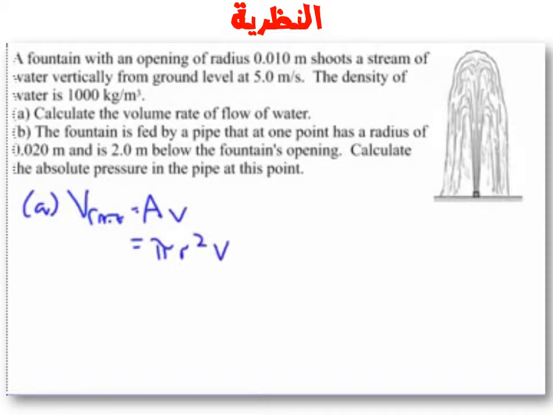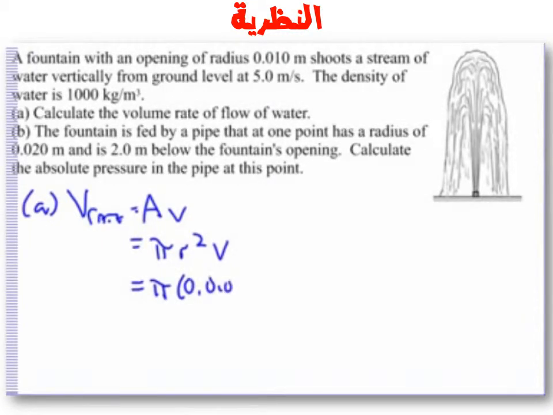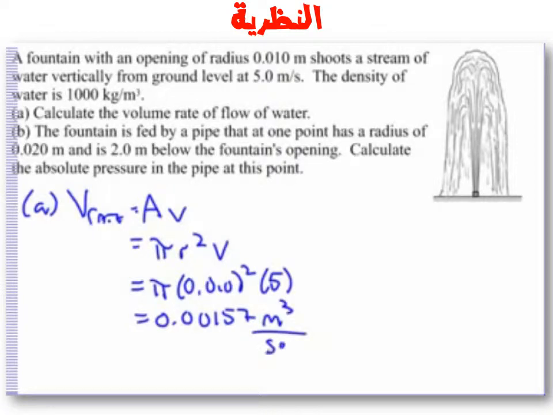I have a circle times velocity, so I have pi, my radius 0.010 squared, and my velocity is of course 5 meters per second, and I end up getting for my volume rate of flow 0.00157, and of course volume is meters cubed, rate is per second. And so that is the answer to A, my volume rate of flow.